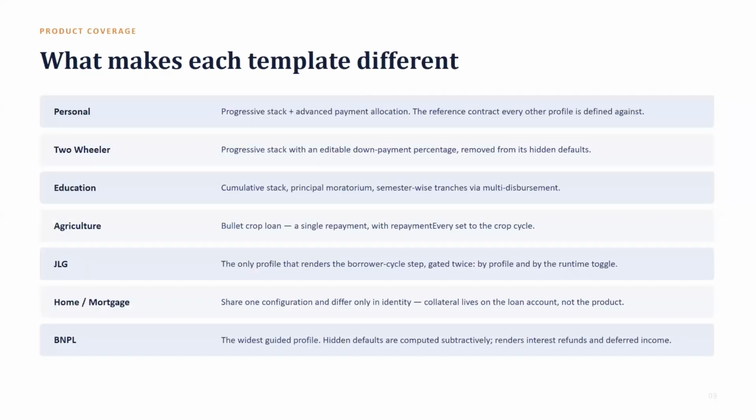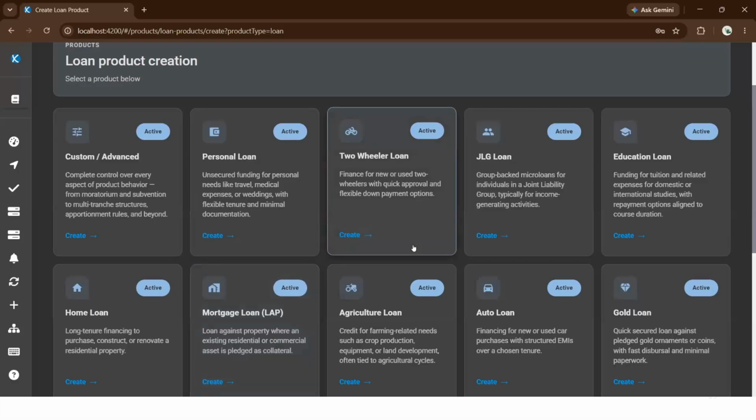And the last part, I have just kept for a record, showing which of the loan product templates have different features. As I demoed, the personal loan has the progressive stack. Same, the two-wheeler loan follows the progressive stack. Education loan follows a cumulative stack, and it has the semester-wise tranches. I'll show it once.